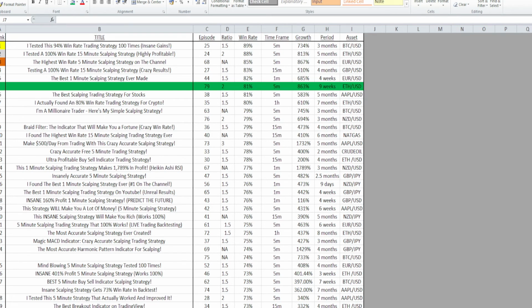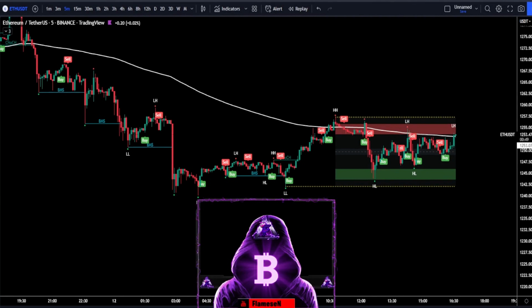Definitely give this strategy a try, but make sure you forward test it with paper money first before trading it live. If you have any questions, please ask them down below.